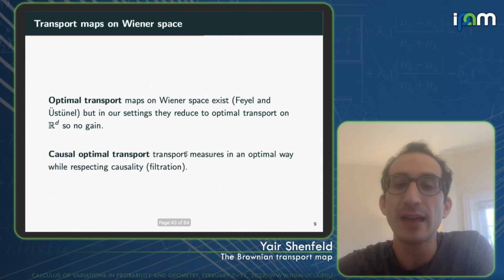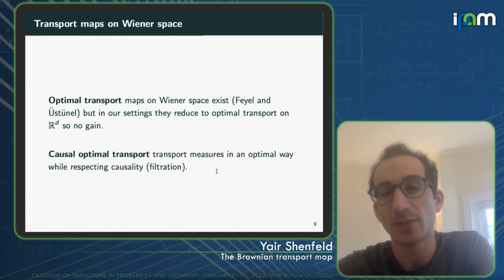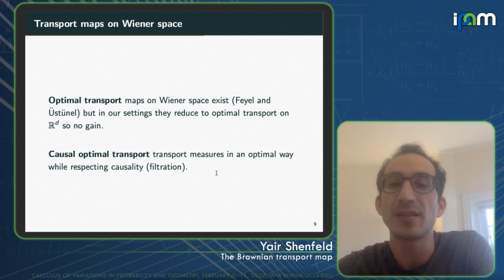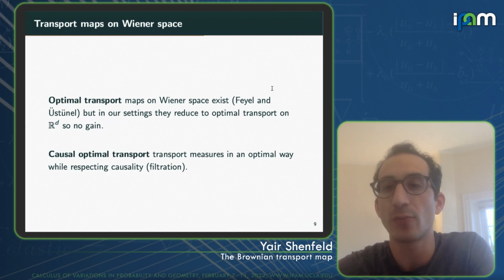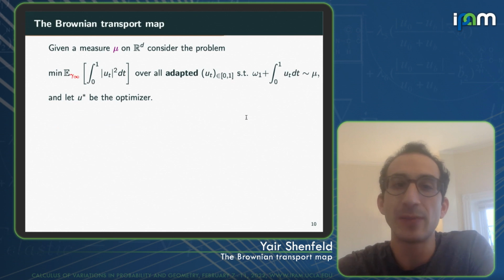So what we do instead, we look at causal optimal transport. So this is a way of transporting measures, but in such a way that you also respect causality, meaning the filtration of the underlying Brownian motion. And I will explain a bit more about that. So what does that mean?